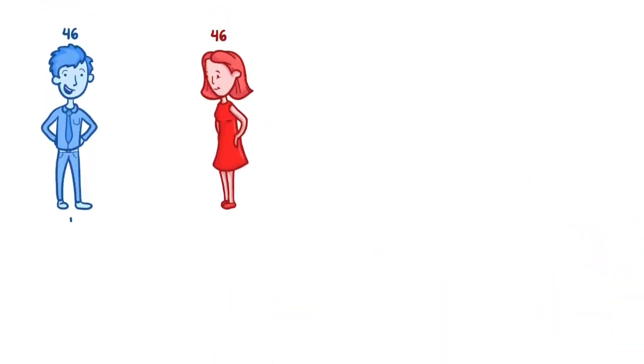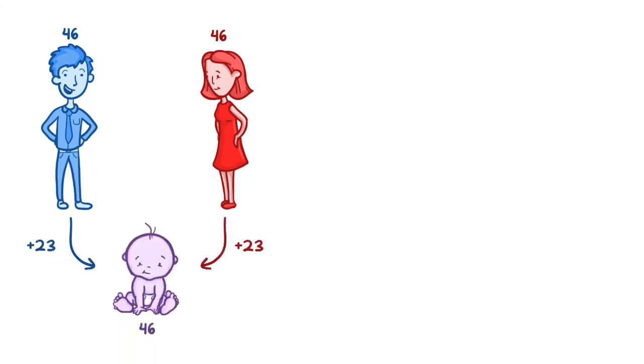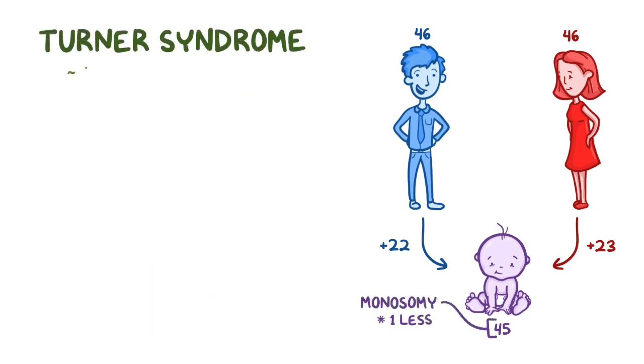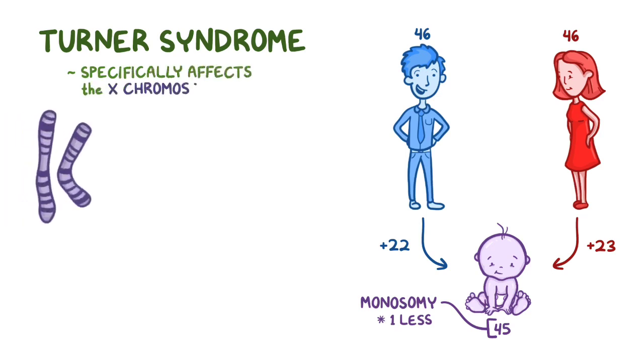Usually, each parent contributes one chromosome to each pair, 50-50. Sometimes, though, one parent might contribute one chromosome too many, and this is called trisomy, or one chromosome less, which is called monosomy. Monosomy is what happens in Turner syndrome, and it specifically affects the X chromosome.